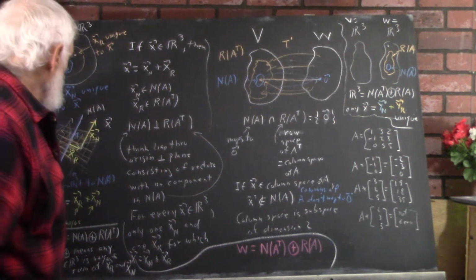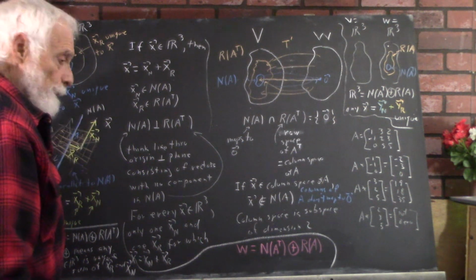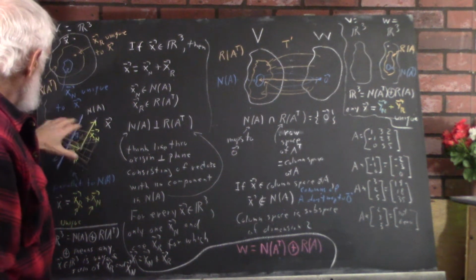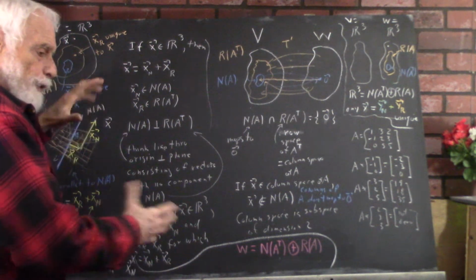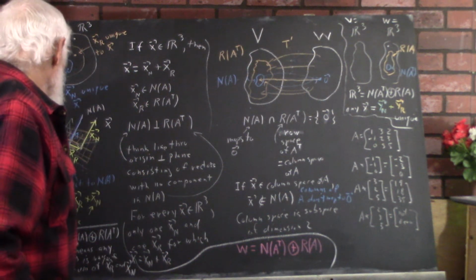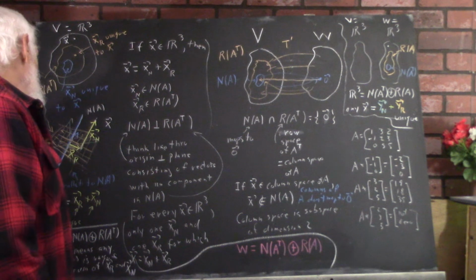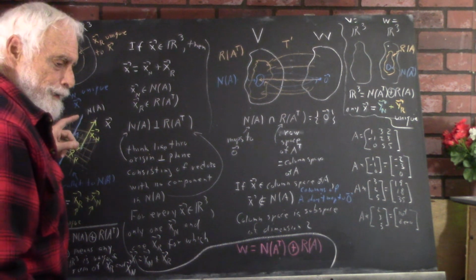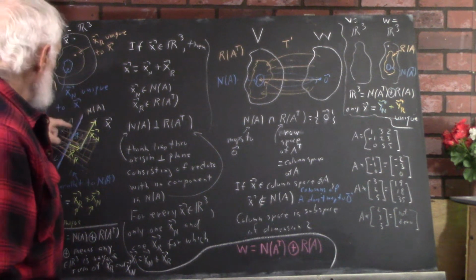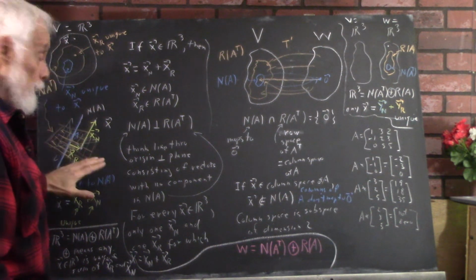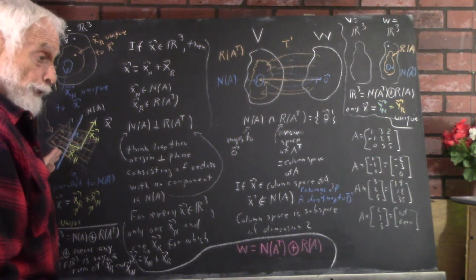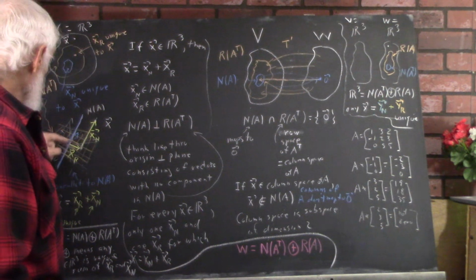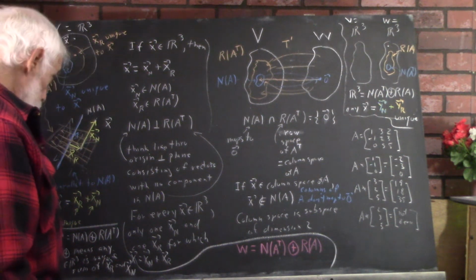Here's your x vector. Here's your null space. In this plane, it's some undistinguished orientation. The plane does not contain this null space. The plane's a plane through the origin. The null space is a line through the origin. And they intersect only at the origin.